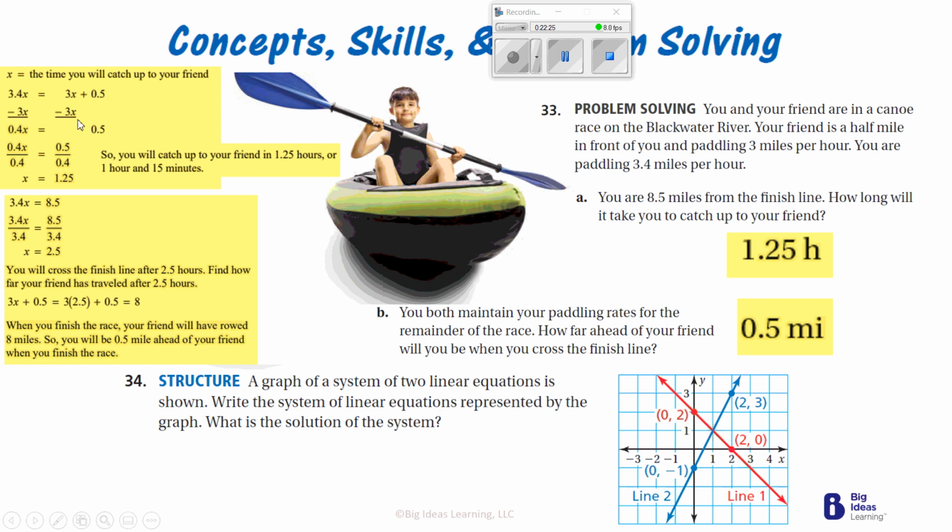Okay, so remember, we're going to have to combine our like terms. We're going to take this 3x and combine it with the 3.4x by subtracting, bring it over here, and that gives us 0.4x equals 0.5. We'll divide by 0.4, which means we'll divide by 0.4 over here. 0.5 divided by 0.4 is 1.25. That's how we know 1.25 hours. So that's 1 hour and 15 minutes.